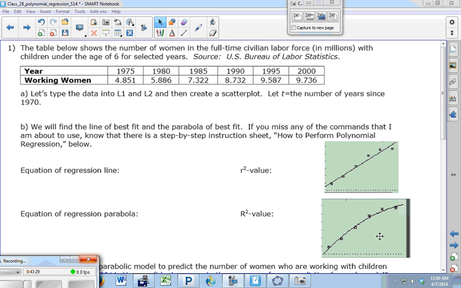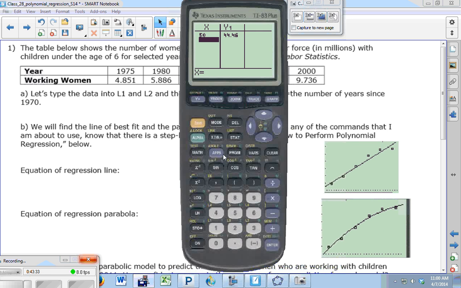Okay. So the first thing you're going to do is what we did a minute ago. Let's put all this data right into our calculators. So if you have your calculator, you want to pull it out now. If you don't have a calculator, I have a few up here if you need one. Does anybody need one? No? Okay, good. Okay, so let's enter this data.